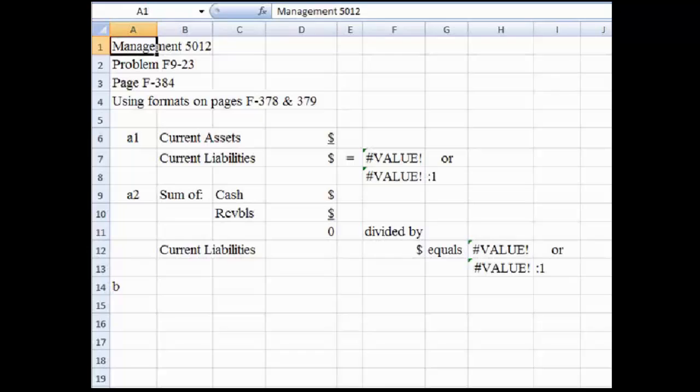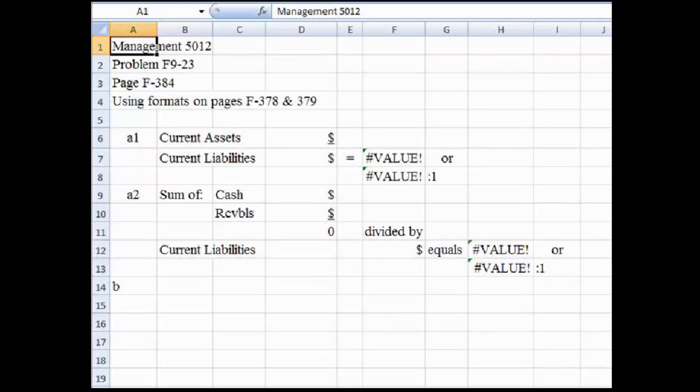To do this problem correctly, you will need to have done problem 9-22. Since we've already done that, we'll use the balance sheet that we just finished. Under Requirement A, we are to use the information from the balance sheet to calculate ratios for the company. The two required ratios are the current ratio and the quick ratio. On pages F378 and 379, we see how these ratios are calculated.